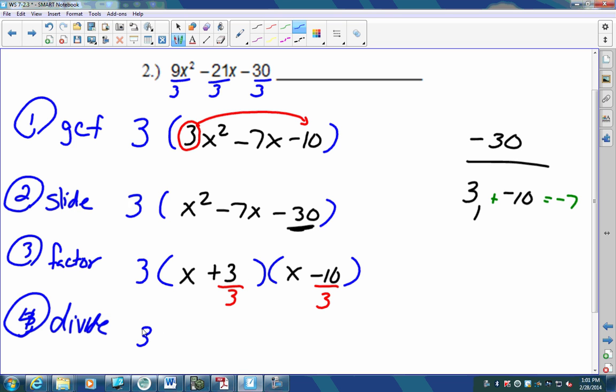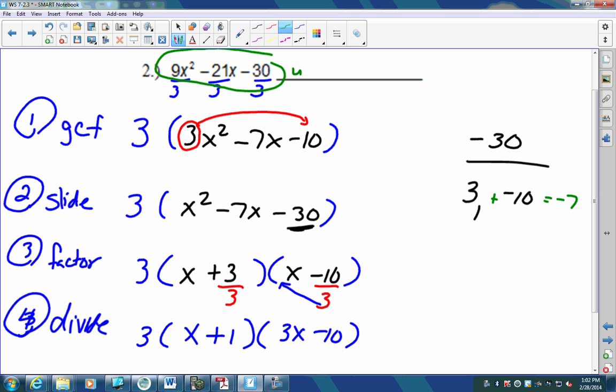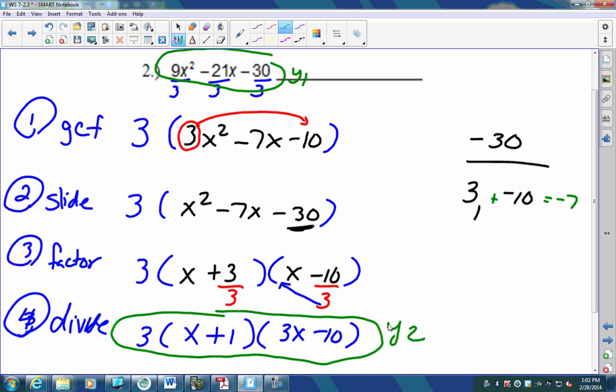Okay, so 3 parentheses, x. 3 divided by 3 is 1, so it's plus 1. Now, 10 divided by 3, does that work out evenly? So I take this 3 and I put it in front of the x. 3x minus 10. So now you have your original problem to put in y1, what you believe the answer is, but look what I'm circling. It's everything I'm circling to put into y2. Otherwise, it's not going to give you the right answer.